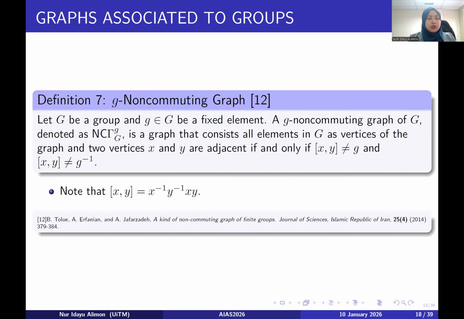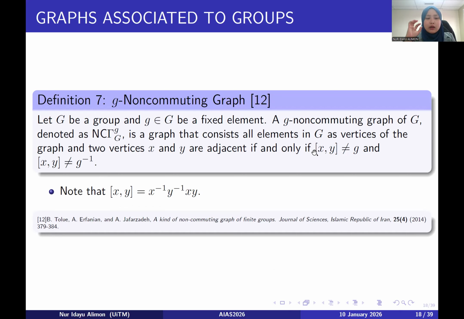Okay, next is the g-non-commuting graph. It is actually an extension of the non-commuting graph. But for this one, we need to choose a fixed element g. So we have small g here in capital letter G. Okay, so we have a fixed element g. A g-non-commuting graph of G, denoted by NC Gamma_g(G), is a graph that consists of all elements in the group as vertices of the graph, and two vertices x and y are adjacent if and only if the commutator [x,y] does not equal g and also does not equal g inverse.